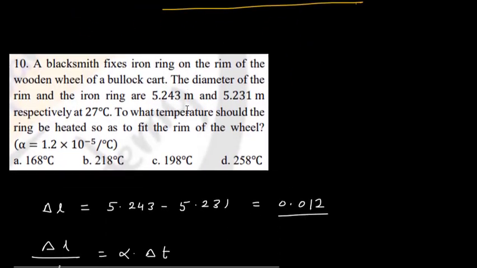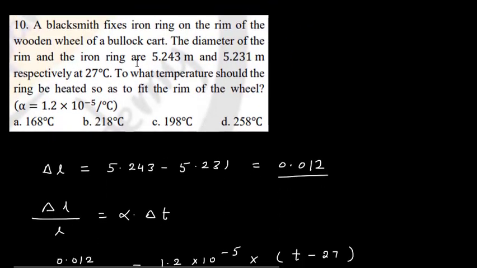Ninth question done. 10th problem: a blacksmith fixes an iron ring on the rim of a wooden wheel of a bullock cart. The diameter of the rim and the iron ring are 5.243 and 5.231 meter respectively at 27. To what temperature should the ring be heated so that it fits the rim of the wheel?